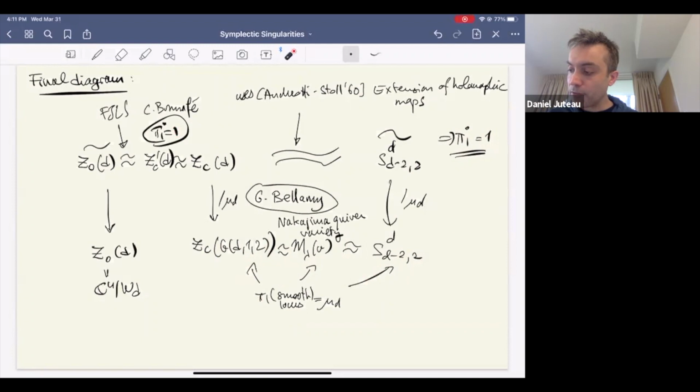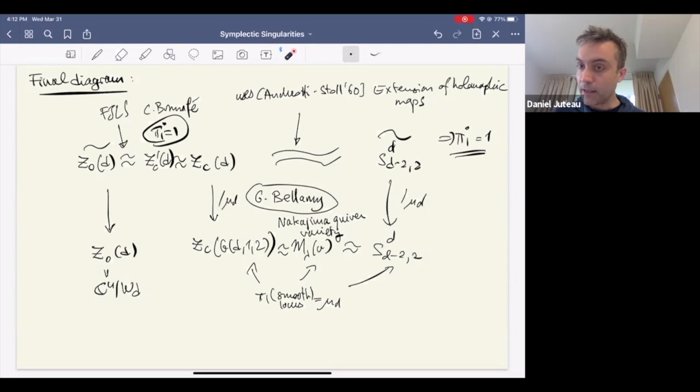And then, if you take universal covers, it's not just intermediate covers of degree d, which could be anything. No, it's the universal cover. So on the smooth part, it's really the same thing. And then you can argue like this: you have a result of Andreotti and Stoll that says that you can extend holomorphic maps because here the complement is of complex codimension at least two. So finally, all those descriptions give the same singularity, analytically. Okay.